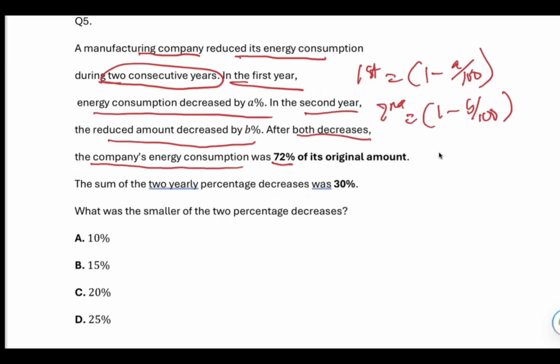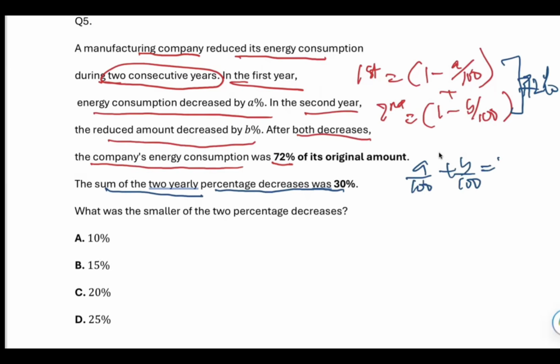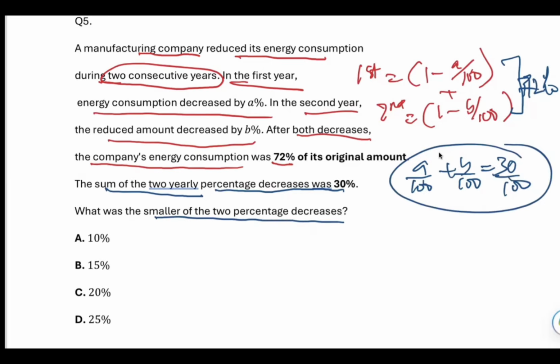Therefore, this times this is going to lead to a 72% reduction, right? And they said the sum of the two yearly percentage decreases is 30. Well, A over 100 plus B over 100 is equal to 30 over 100. Then solve it. They're asking what is the smallest of the two percentage decreases. Well, figure it out from Desmos, and then you'll be golden.